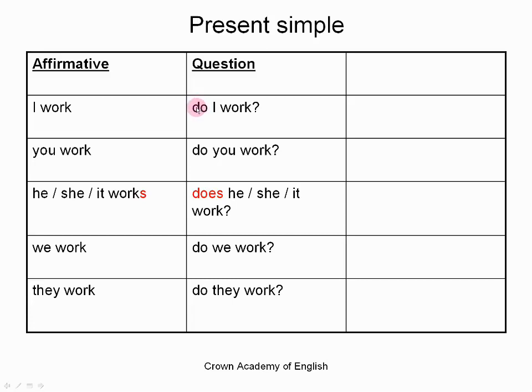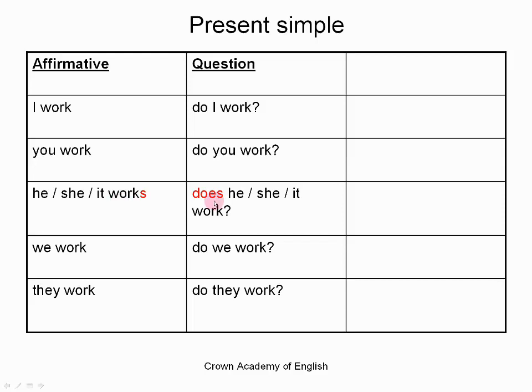So if we compare this one to the I work, how do we make it a question? Well, it's simple. We just add the word do to it. So I work becomes do I work. You work becomes do you work. And this is the only one, again, it is always the third person singular, which is the one that changes, which is the important one.